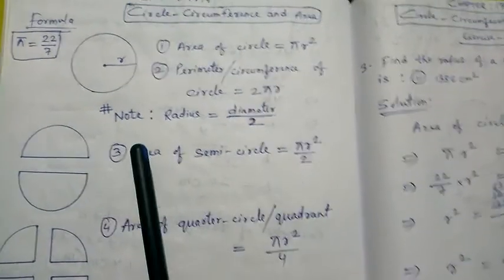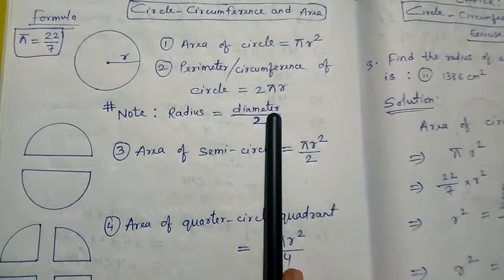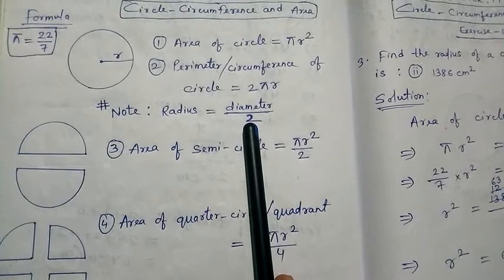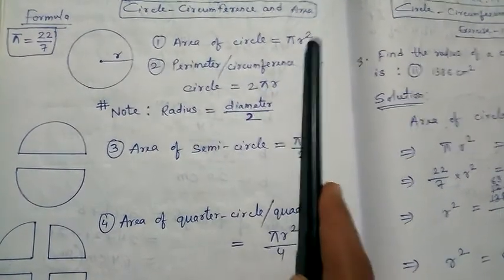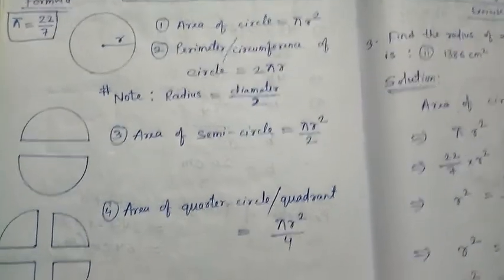Very important formula. One more important thing to note: radius is half of diameter. If diameter is given, you divide it by 2, then we will know the radius, because in the formula radius is very important. So if diameter is given, divide by 2.